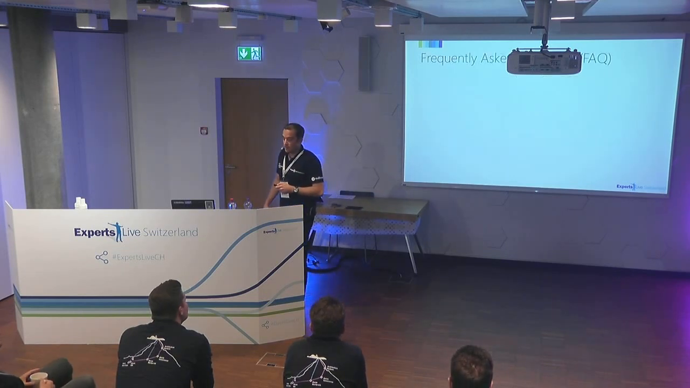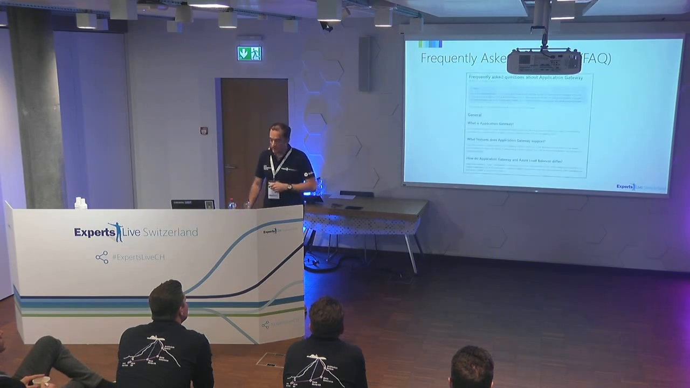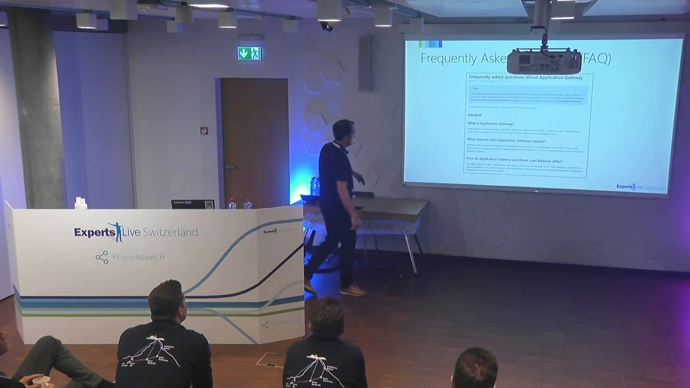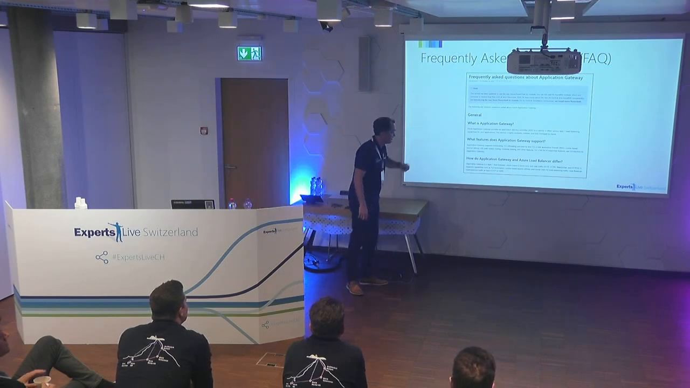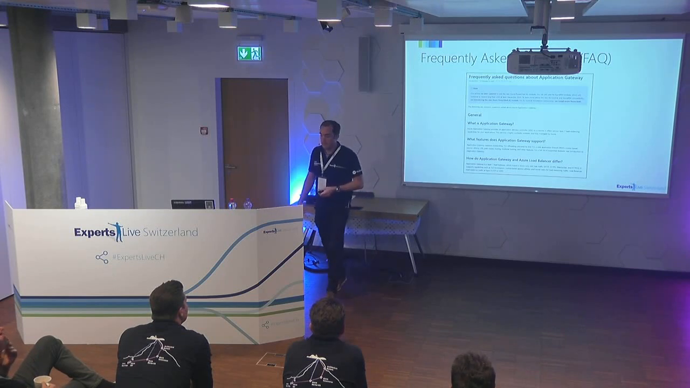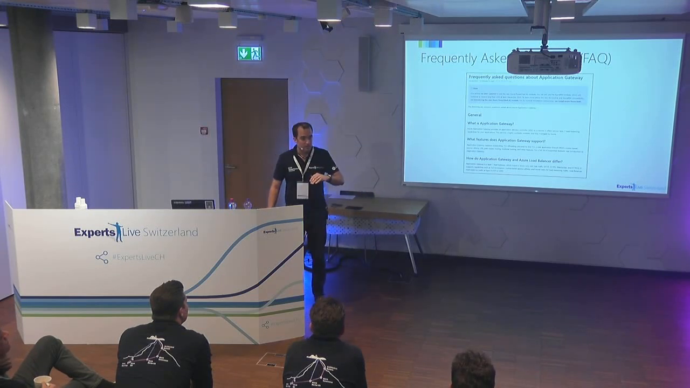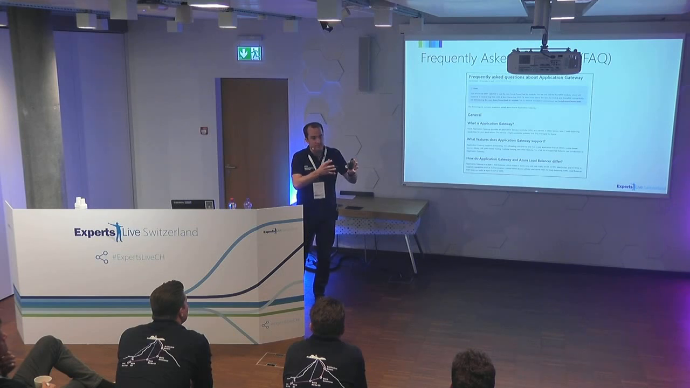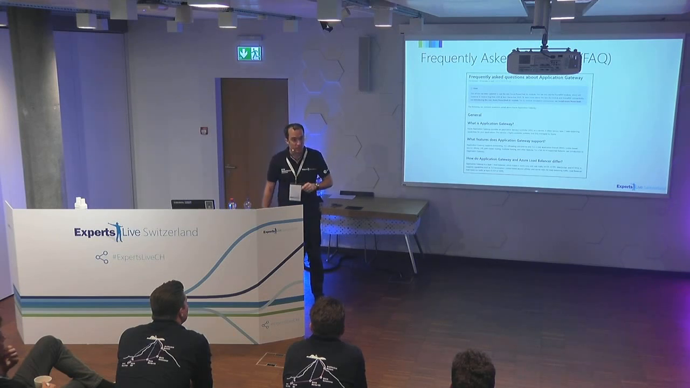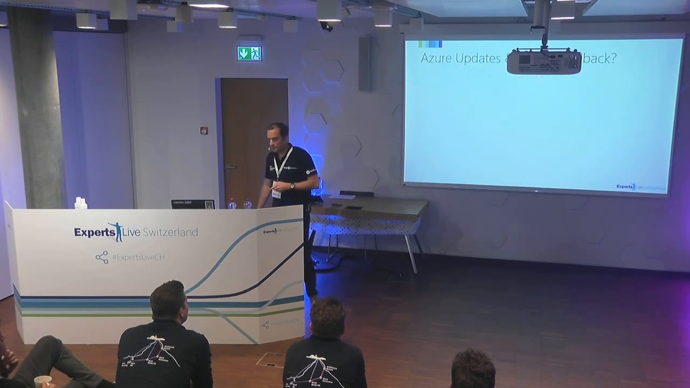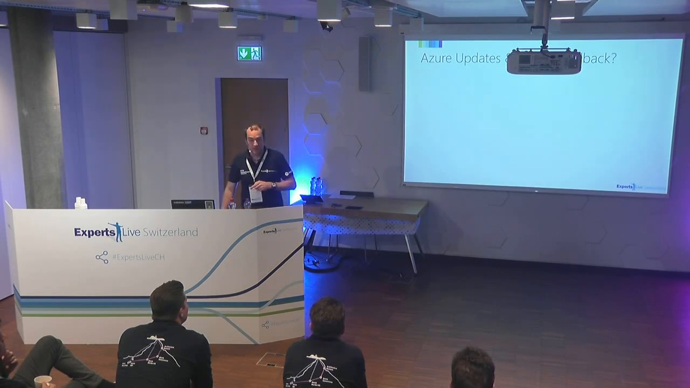Then we dive into the frequently asked questions. For the application gateway, there are probably about 500 questions in this document. And it starts really easily. It starts with, what is the application gateway? What features does it support? And it ends really specific, like what are the supported cipher suites for encryption that are available on the application gateway?